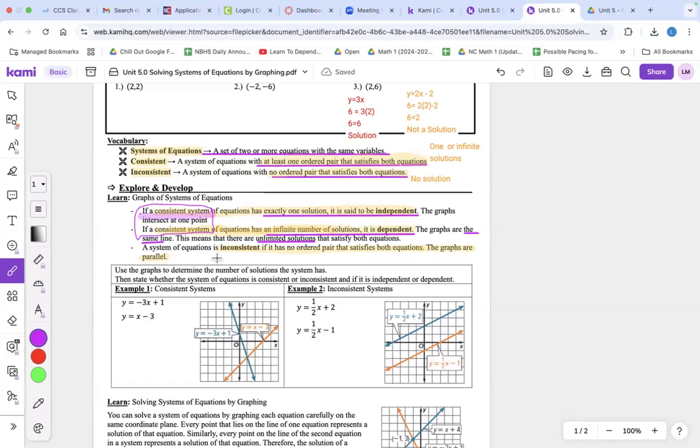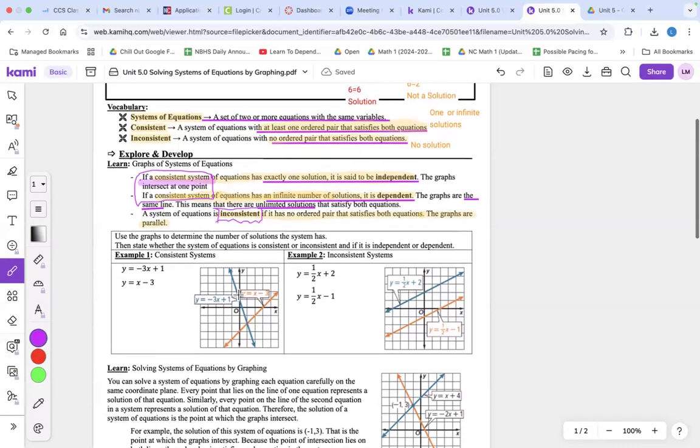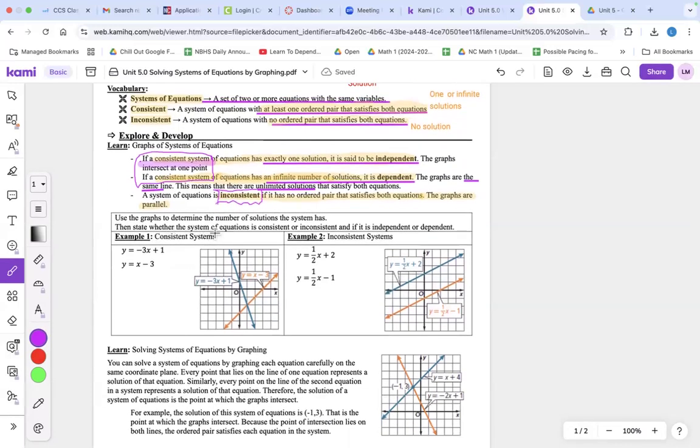But this one here, we have inconsistent. Inconsistent means no solution. All right, let's look at what we're talking about. Use the graphs to determine the number of solutions the system has. State whether the system of equations is consistent or inconsistent, and if it is independent or dependent.